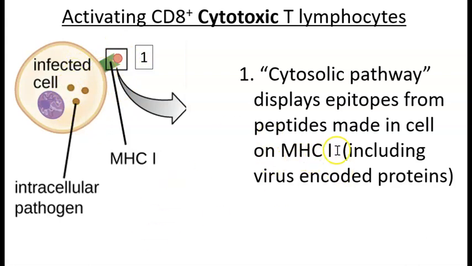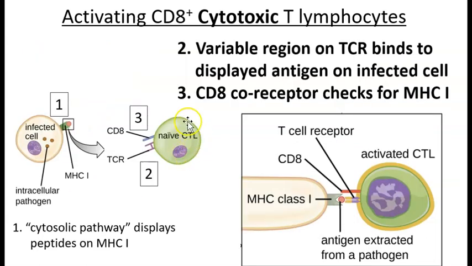So here we are displaying it on MHC I. If you have a virus on the inside, you chopped it up into little pieces and you stuck an epitope onto MHC I that went out to the surface of the cell right there. Well, along comes a naive cytotoxic T cell right here, and on the surface of this cell there's actually two different receptors that are going to play a role here.